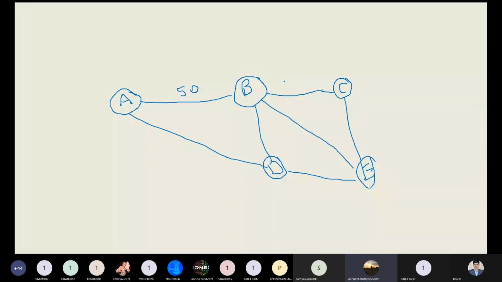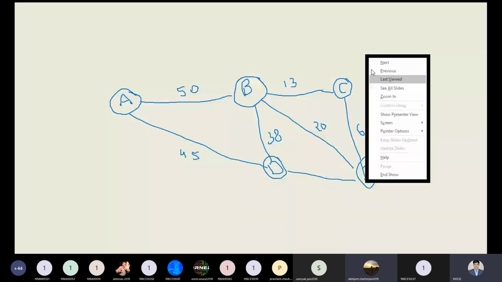13. Okay, good. Now A to D? 45. Okay, good. And please continue with me. And B to D? 38. And B to E? 20. And the last value I need to ask from your side, C to E? 60. Okay. So D to E also you need the value, no, sir?